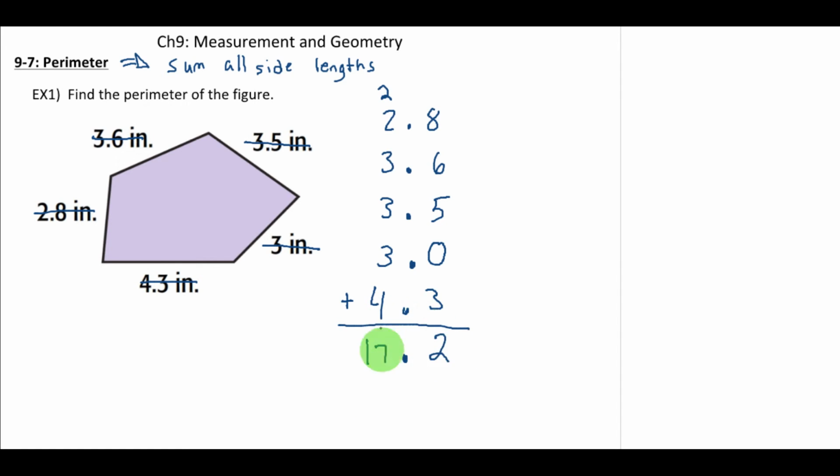Now I'm not quite finished here. I have 17.2, but 17.2 represents the perimeter. So to be a little bit more fancy, let's change pens here. I'm going to write P, a capital P. This capital P stands for perimeter. So P is equivalent to 17.2, and now let's go ahead and plug in our units. Don't forget to plug those units in. 17.2 inches. Cool, so I'm going to box that up, and we can move on to a new problem.